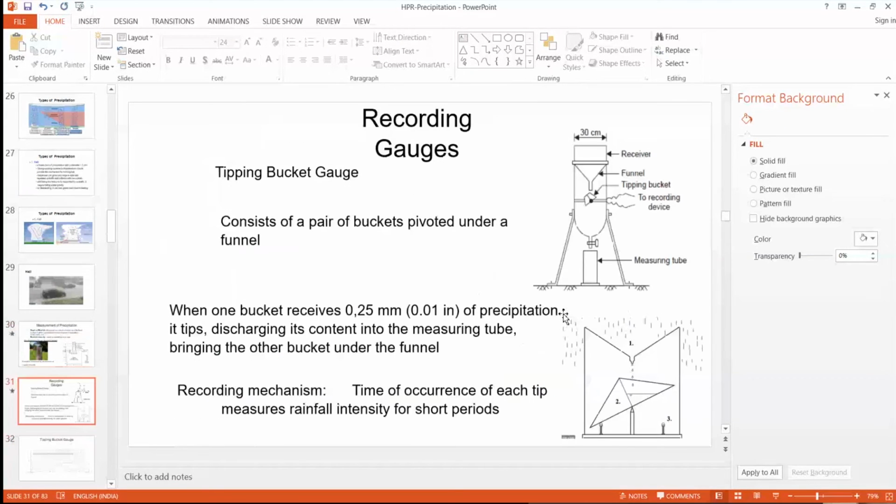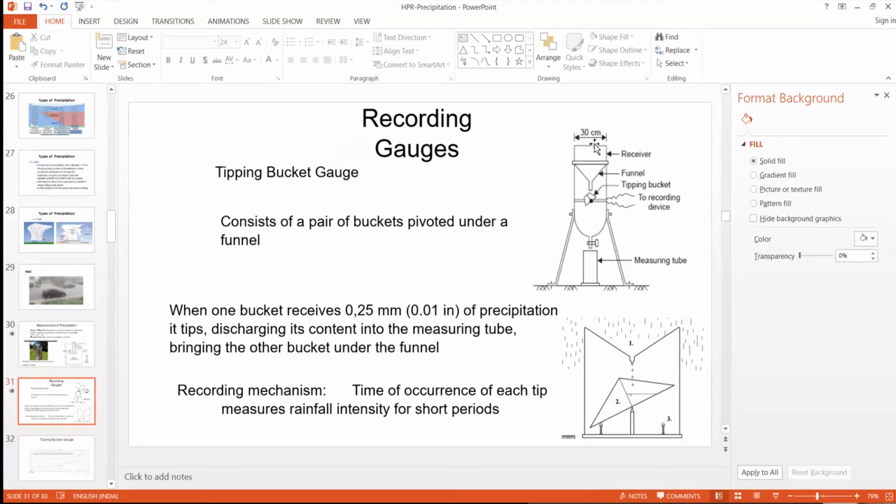Next are recording gauges. There are a few types: tipping bucket type, weighing bucket, and siphon rainfall gauge. First, let us discuss the tipping bucket gauge. This is a schematic, and of course each country has its own standards, but this is a rough sketch.